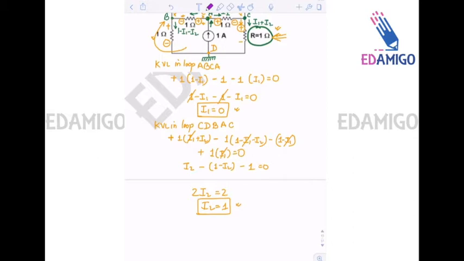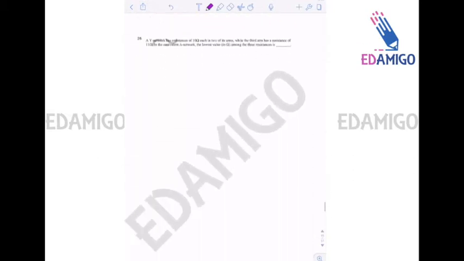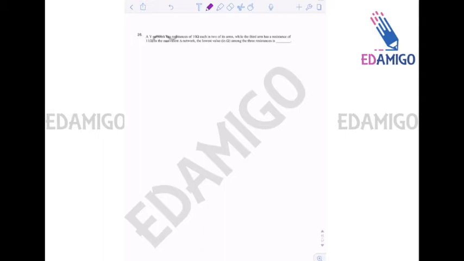Now let's move on to the next question. So in this question, it is given that a Y network has resistances of 10 ohm each in two arms, and the third arm has a resistance of 11 ohms. So it is 10, 10 and 11.